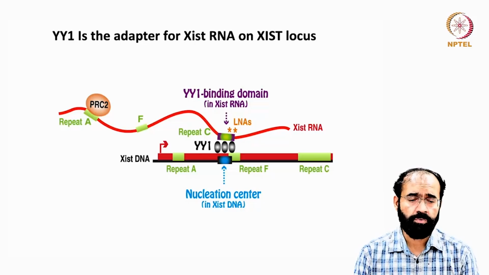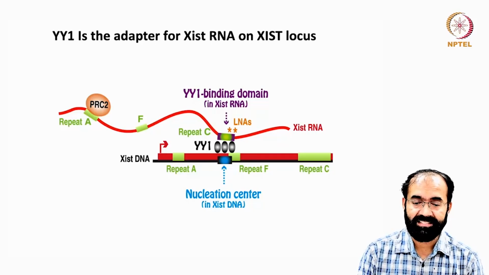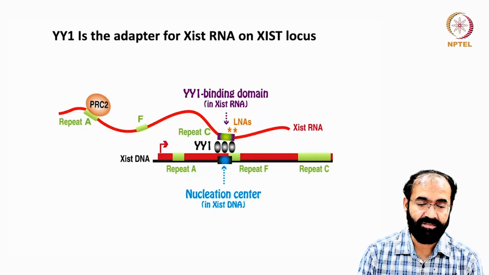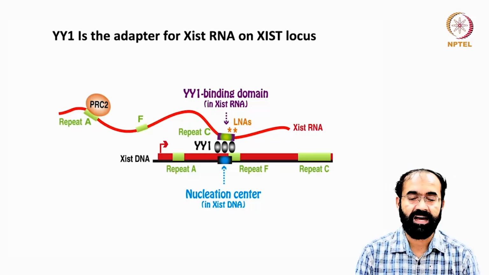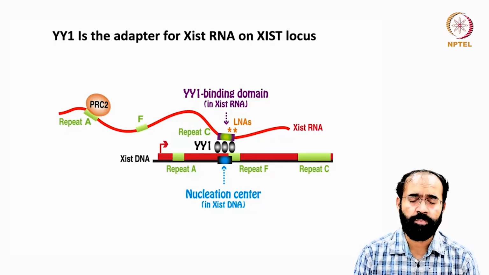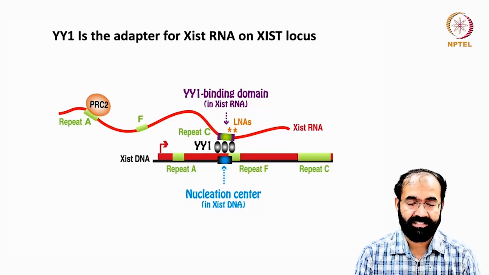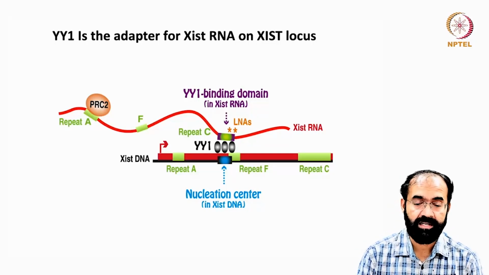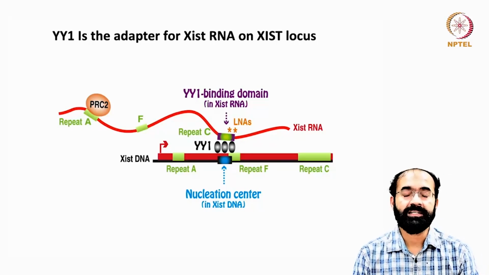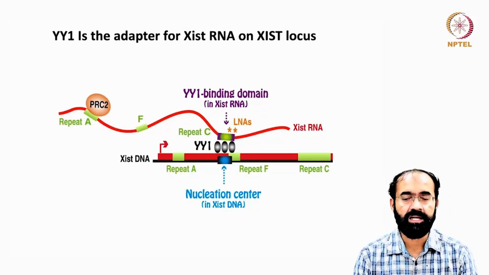To recap this whole thing, this is the X chromosome, this is the X inactivation center, and from the X inactivation center you have the production of Xist RNA, and Xist RNA has a YY1 protein binding site, and YY1 protein is able to bring the Xist RNA onto the X inactivation center, that is the nucleation center. This Xist in turn has binding sites for the PRC2 complex, polycomb repressive complex 2, which is required for the H3K27 trimethylation. So this is the whole process.